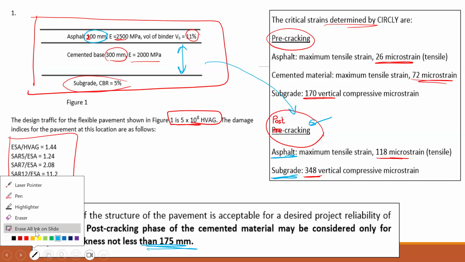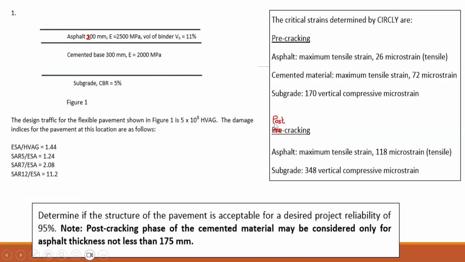We are trying to find out whether this pavement is okay or not for this particular design traffic. When we consider the design traffic, we use the NDT that is given as 5 times 10 to the 8 heavy vehicle axle groups. And we are going to find the allowable traffic for asphalt, allowable traffic for cemented, and also allowable traffic for subgrade. Which one needs to be higher? I told you last week as well. Allowable should be higher, isn't it?